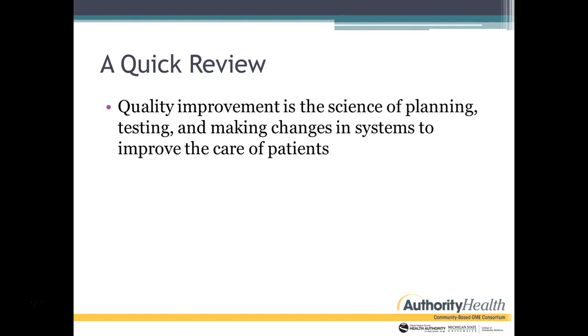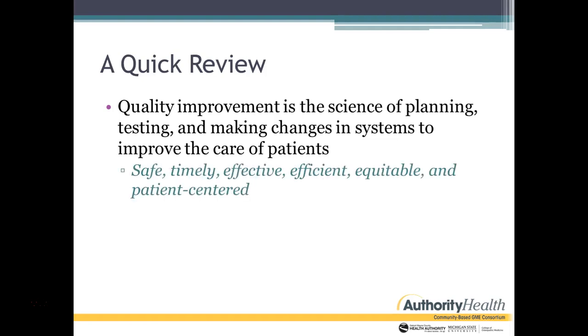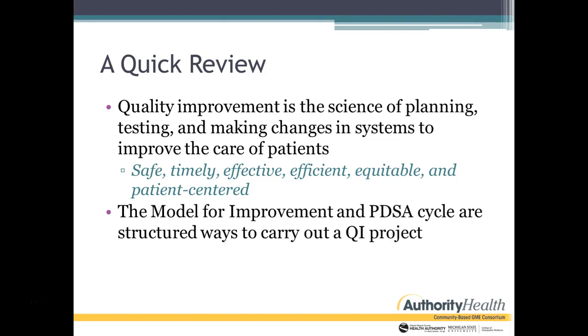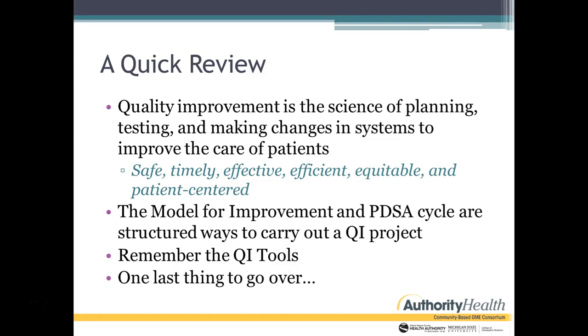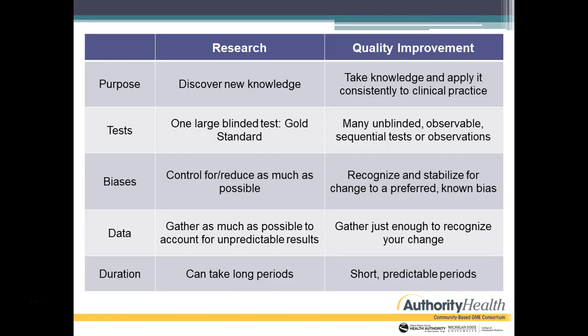Quality improvement is the science of planning, testing, and making changes in systems to improve the care of patients. Remember the 6 Institute of Medicine aims: safe, timely, effective, efficient, equitable, and patient-centered. The model for improvement and the PDSA cycle are structured ways to carry out a QI project. And remember, the IHI model for improvement is simply 3 questions in a cycle. And remember the QI tools because we're going to come back to them and you'll have to know them. And they're useful.